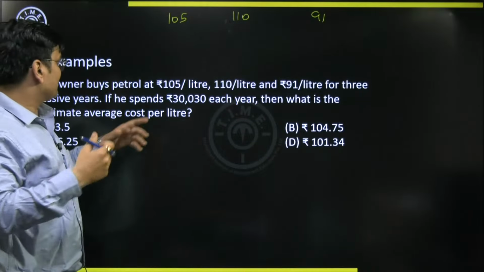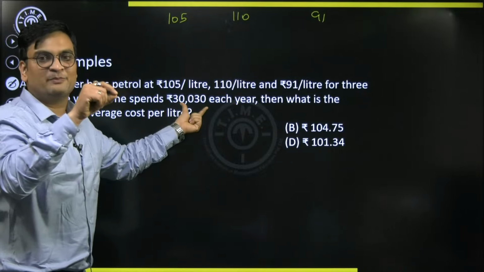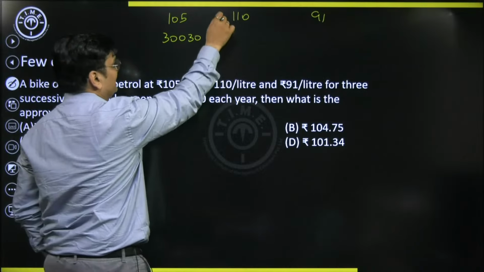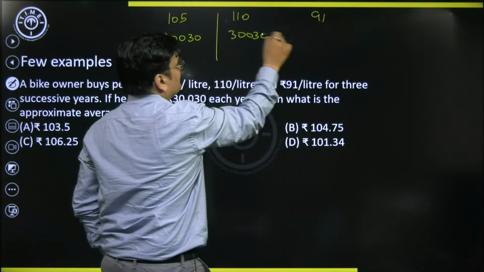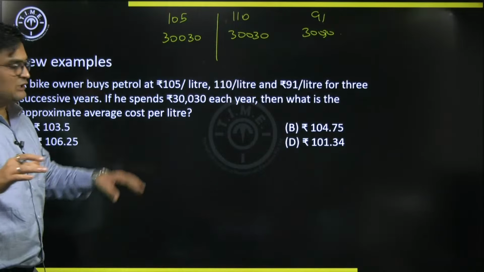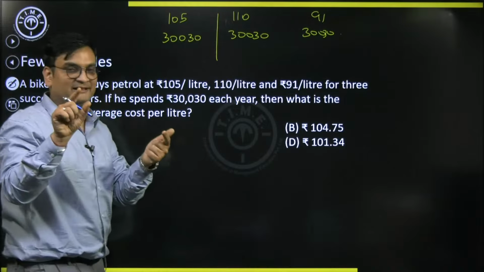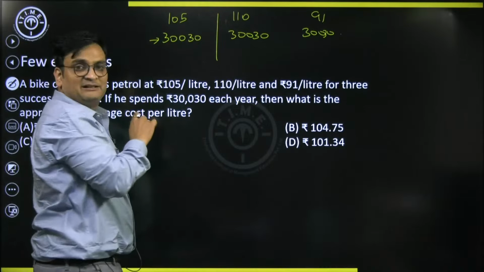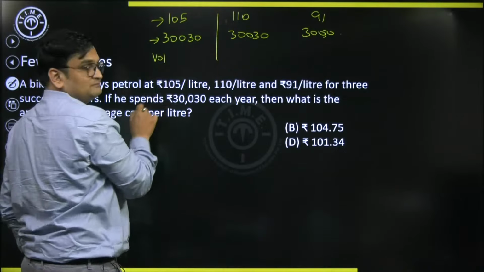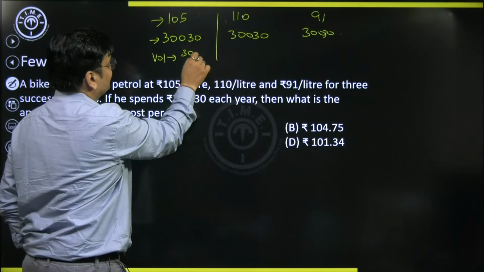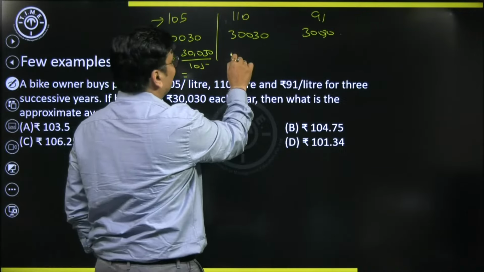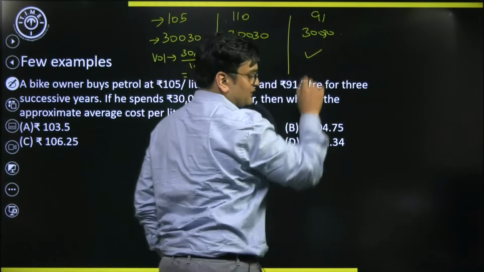However, he noticed that he spent 30,030 rupees each year. So here he's spending 30,030. Same here. Coincidentally, he's spending the same amount here. Now, based on this information, I'm not going to calculate, as I told you. I know the total amount spent. I know the rupees per liter. I can find out the volume of petrol. So in this year, the volume was 30,030 by 105. You'll get some value. Likewise, you can find out the volume here, and here also.